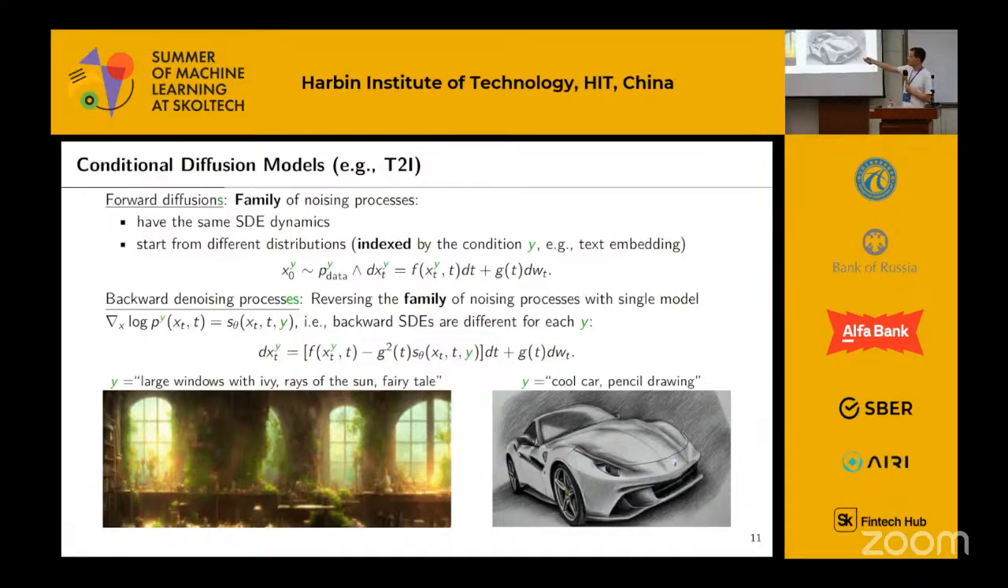So what we do, we assume that for each condition, we have some data distribution for this condition. For example, if our text request is like car, we have a distribution of cars. If our text request is like cat, we have a distribution of cats.